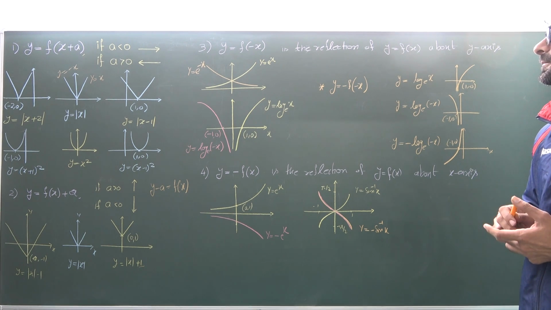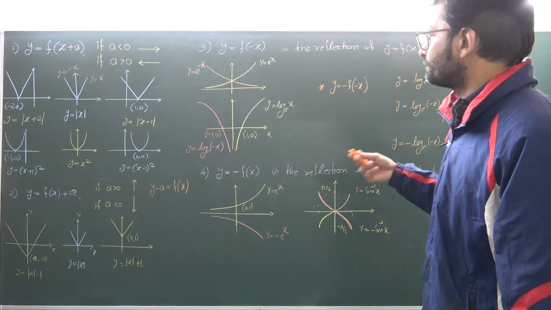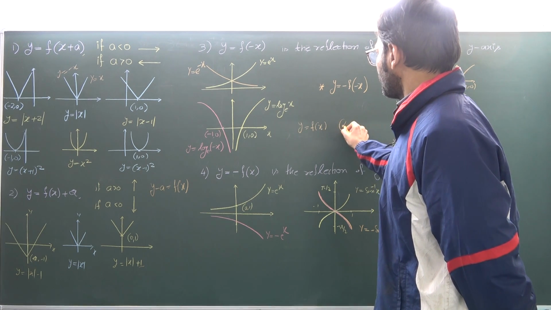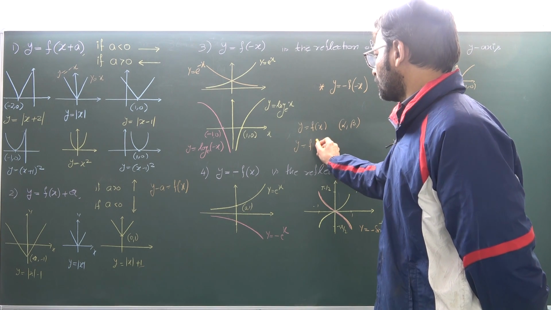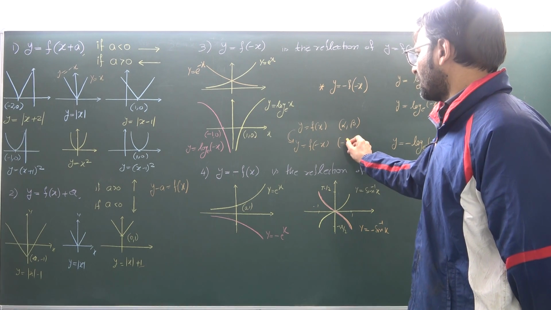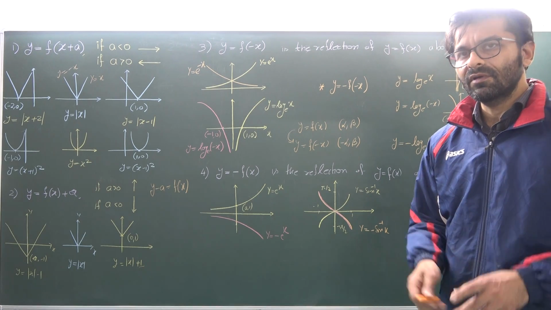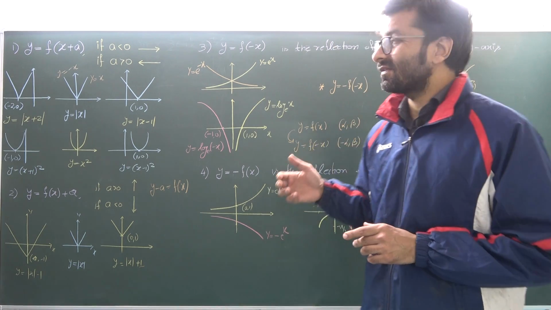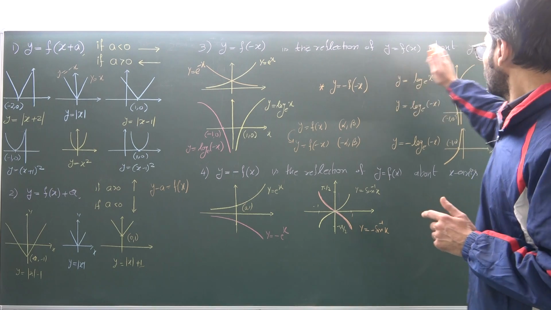Okay, the third and fourth cases are about reflection about the coordinate axes. Third case, y equals f(minus x). Suppose we have y equals f(x), and some (alpha, beta) satisfies this. Now in the case of y equals f(minus x), the same curve but with minus, now (minus alpha, beta) will satisfy this. So if you want to keep y constant, then you need to replace x with minus x, which means y equals f(minus x) is nothing but the reflection of y equals f(x) about the y axis.